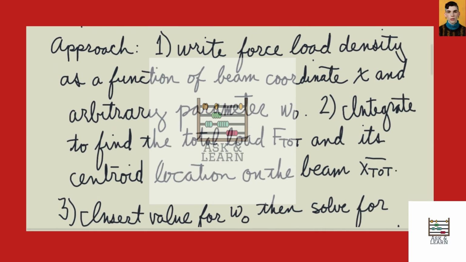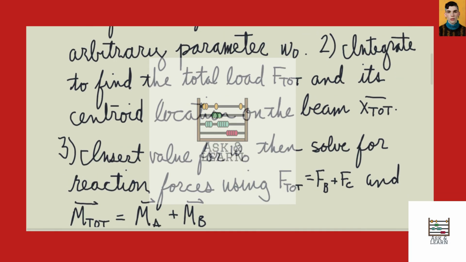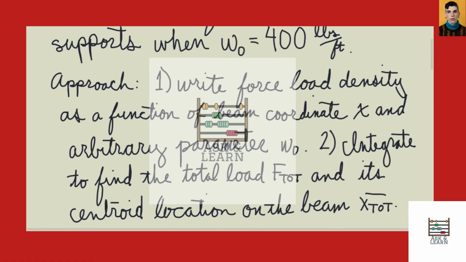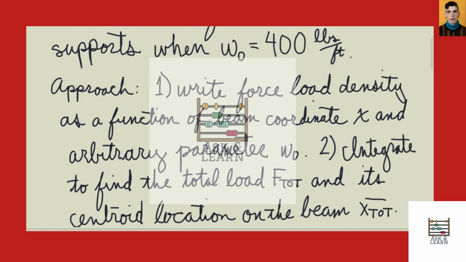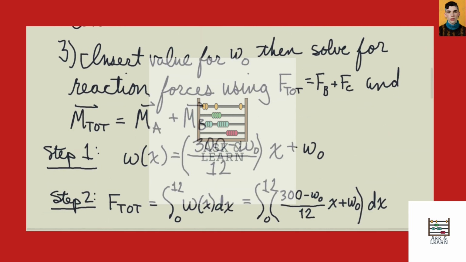Next, we'll integrate that function over the span coordinate x to find the total load that we'll denote here as F total. It's going to be pointing downward from the load. The reaction has to exactly oppose that. We will also calculate the centroid location on the beam using the function we derived in step 1. Finally, we will insert the specific value we're given of 400 pounds per foot for W naught, and then we'll solve for the reaction forces at each of the supports using the usual statics equations that were given.